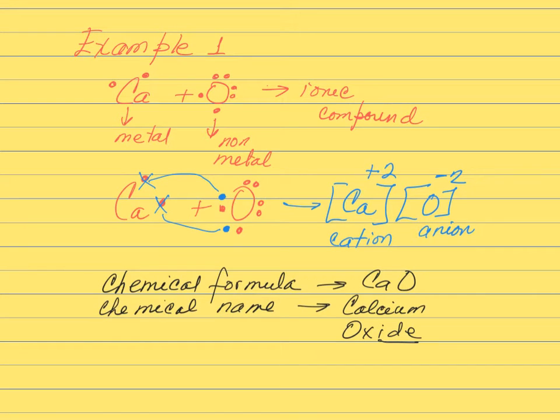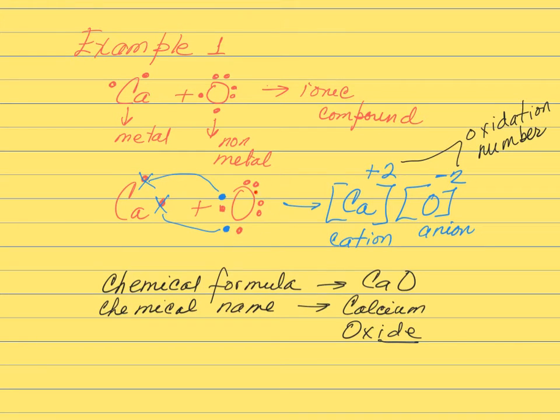Now, the numbers that you have over here are called the oxidation numbers. And what are the oxidation numbers? The oxidation numbers are the amount of electrons gained or lost during an ionic bonding. Okay, now that's the metal.